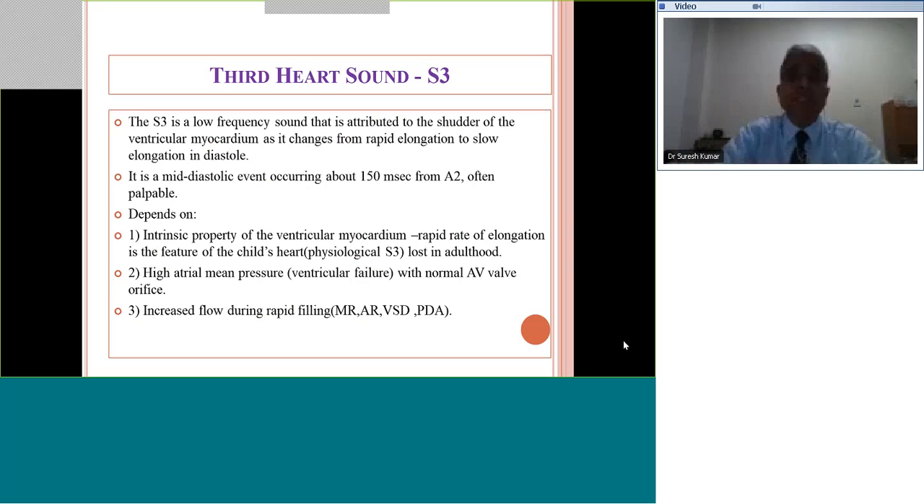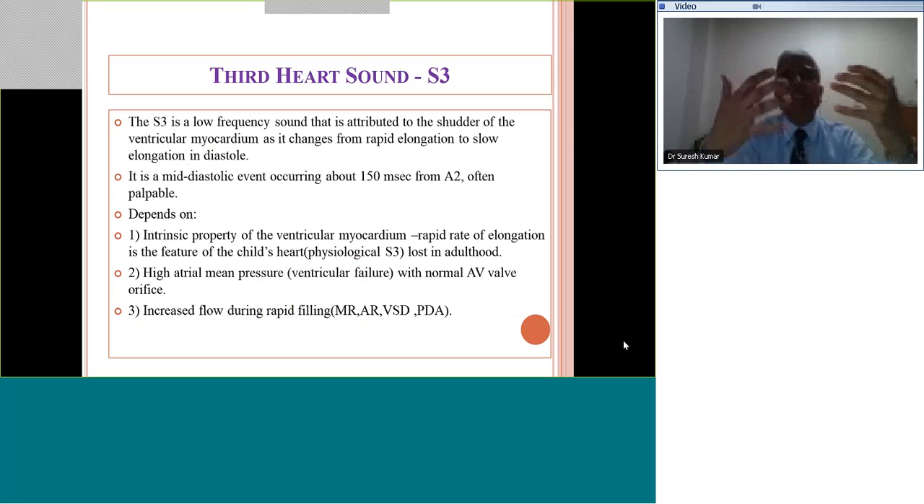Now we come to the third heart sound. The S3 is a low frequency sound that is attributed to the shudder of the ventricular myocardium as it changes from a rapid elongation to a slow elongation in diastole. Now what it means, the S3 relates to the lowest point in the Y descent.